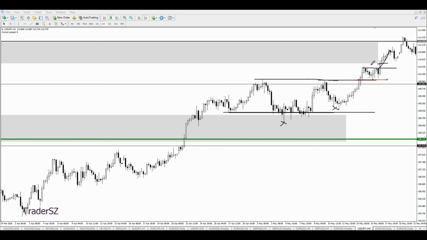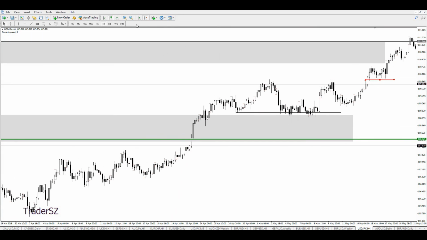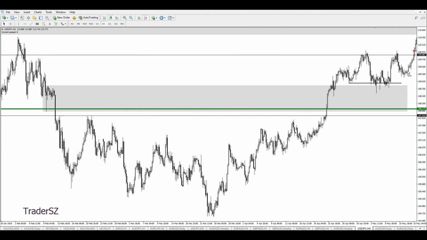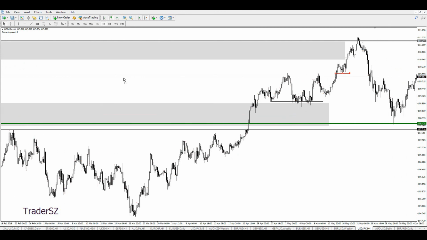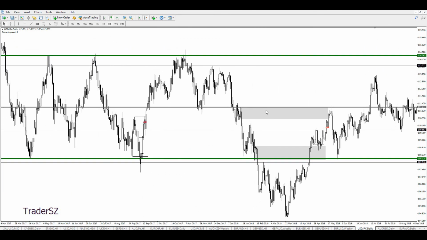So I want a quick reason. For example's sake, we've identified that this is a 4-hour block here, which is key resistance. Well, that daily block there, if I go to the daily, let's mark this out properly. Daily block there, we've taken out stops here.